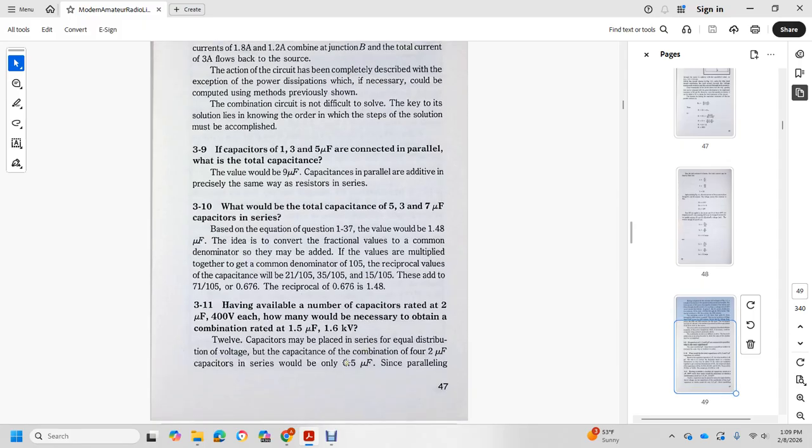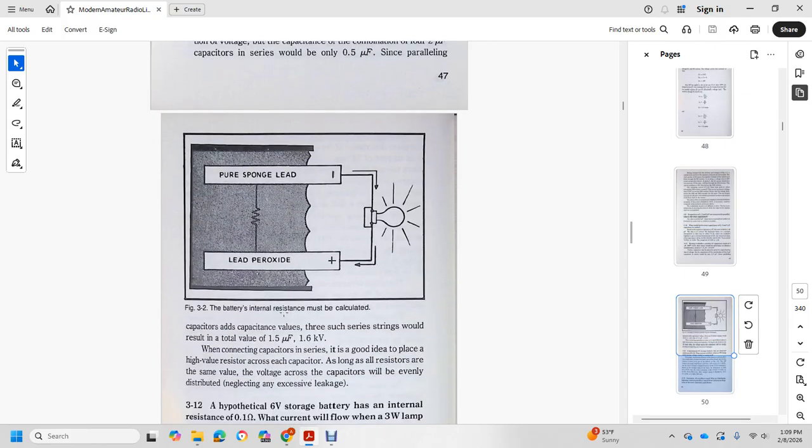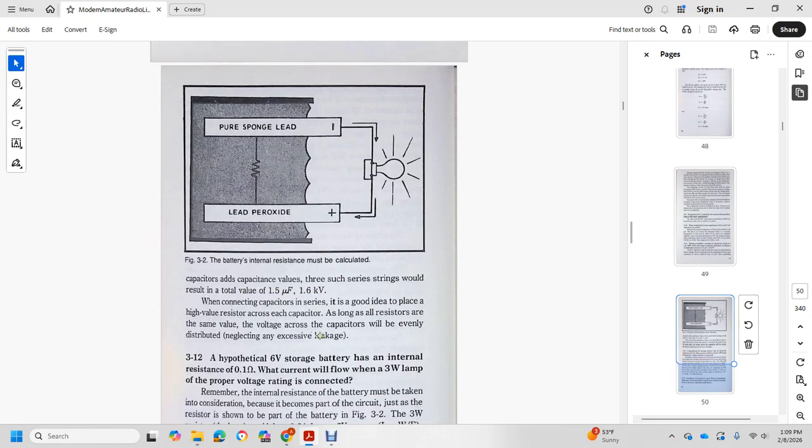Given a number of capacitors rated in microfarads at 400 volts each, the necessary combination is rated at 1.5 microfarads and 1.6 kilovolts. Twelve capacitors are placed in series with the equivalent distribution of voltage, capacity combination of 4 two microfarad capacitors in series, giving a half microfarad. Paralleling the 3 such strings adds the capacitance value, resolving to a total value of 1.5 microfarads at 1.6 kilovolts.